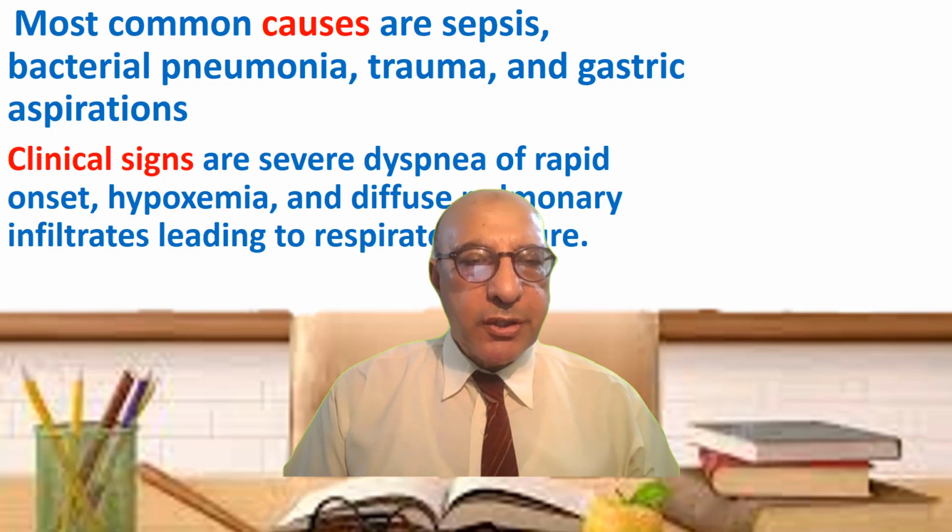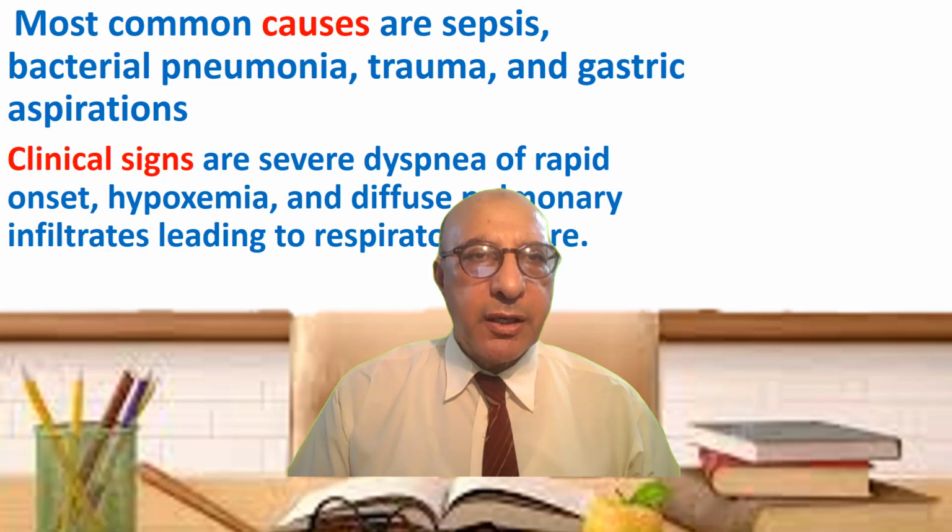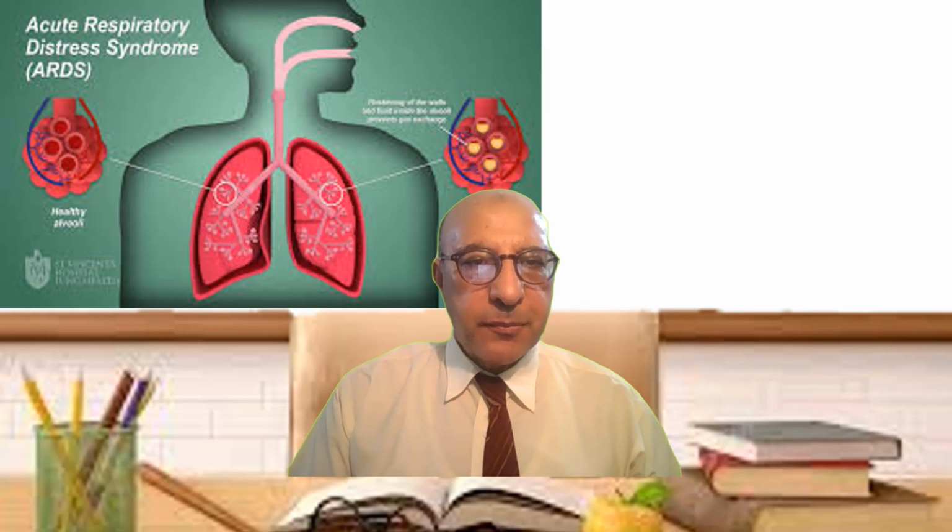Common to all of these conditions is the release of cytokines, which induce damage of the pulmonary capillaries, leaking fluid inside the alveoli, preventing gas exchange. The clinical signs are severe dyspnea of rapid onset, hypoxia, and diffuse pulmonary infiltrates, leading also to respiratory failure. In such respiratory failure, usually there is hypoxia, which is decreased oxygen in the blood, and hypercapnia, that is increased carbon dioxide in the blood, inducing respiratory acidosis.